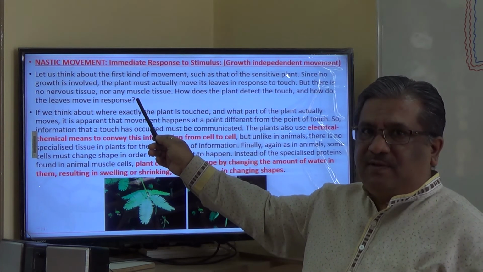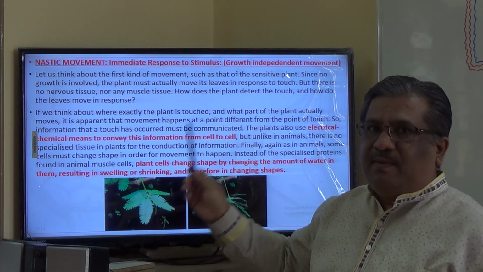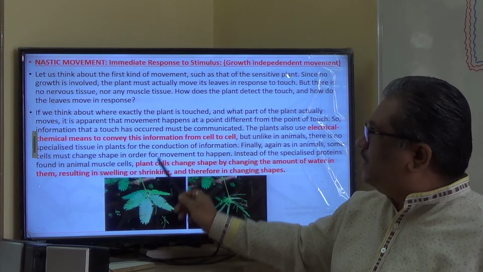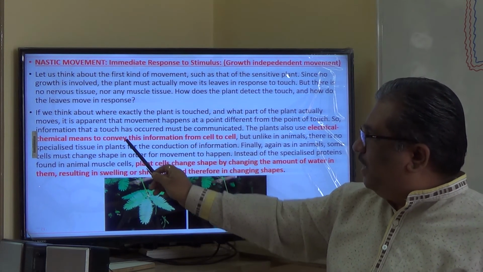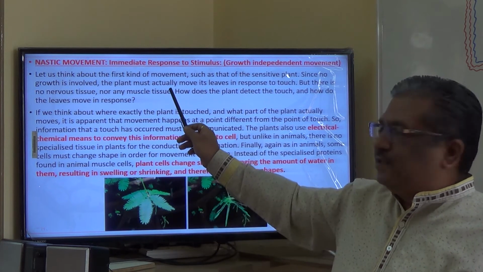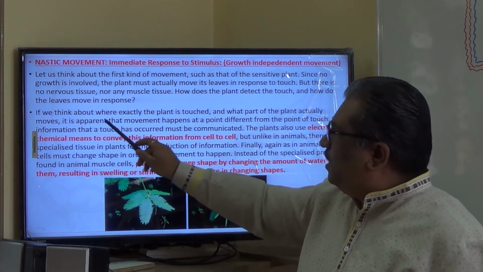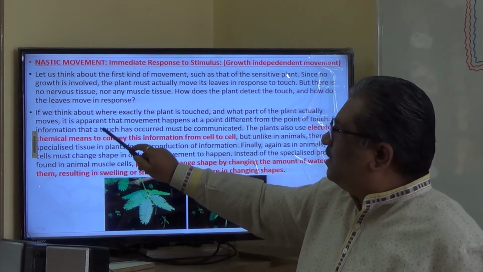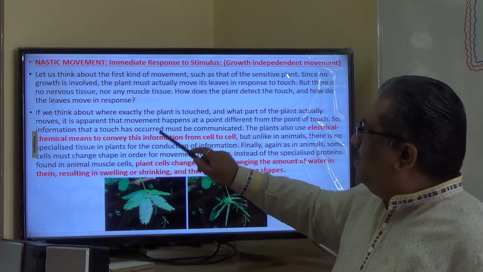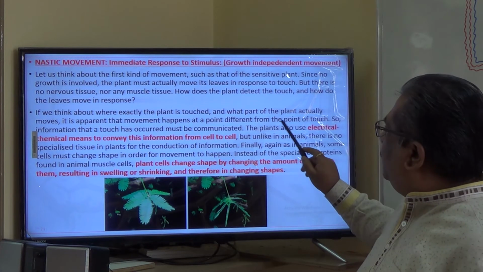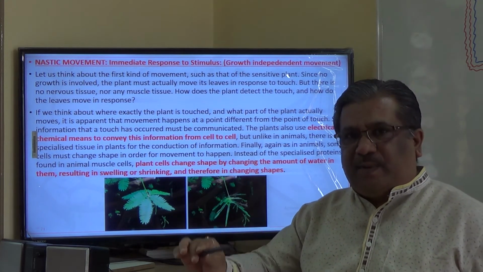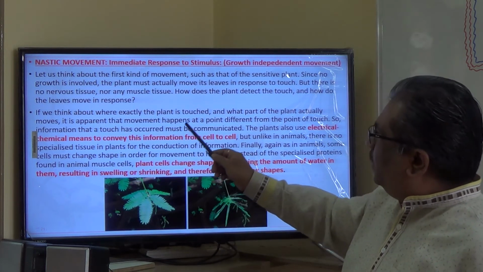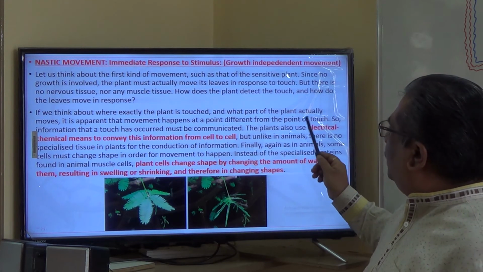The answer for this question is here. Most important, whatever I have underlined, all these are very important. The underlined part gives the answer for this. Not underlined, the red letters over here, the red part answers this question. Let's read this one. If we think about where exactly the plant is touched and what part of the plant actually moves, it is apparent, meaning very clear, that movement happens at a point different from the point of touch. We touch the plant at one point, but all the surrounding leaves will droop, and therefore it is apparent that the movement happens at a point different from the point of touch.